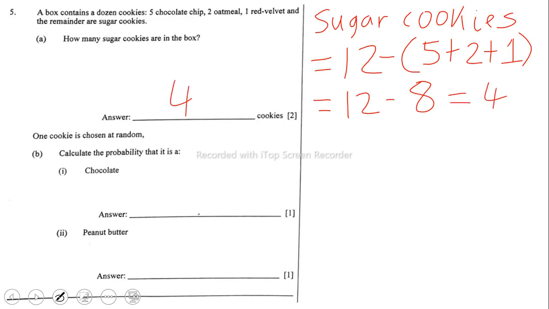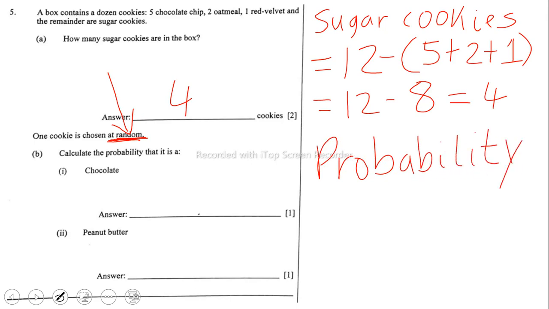Now, one cookie is chosen at random. This is very important. Once you see something that says at random, you know the next thing they're going to ask you for is probability. Why is it that when I say at random, you know they're going to talk about probability?